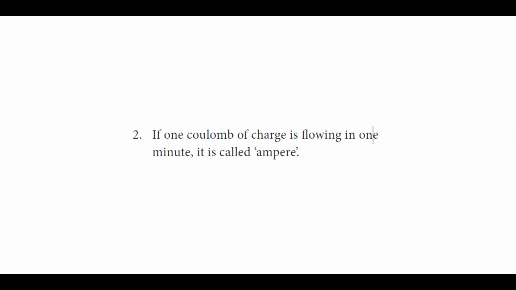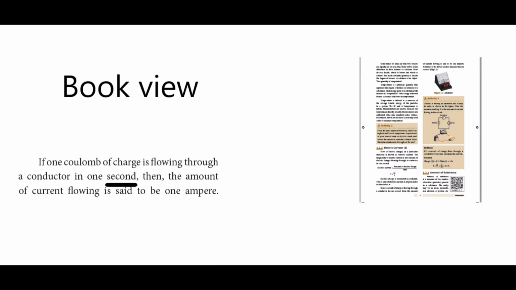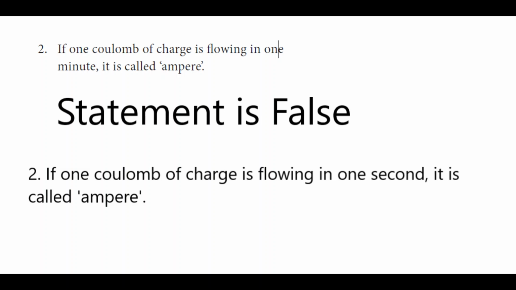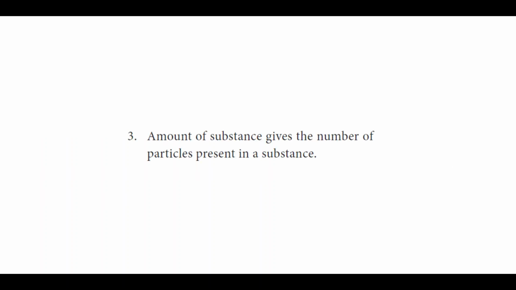Then second one. If 1 coulomb of charge is flowing in 1 minute, it is called ampere. We will see the book. In this book, it was mentioned as 1 second. So the statement is false. Again, we have to correct that statement. So it was written like this. If 1 coulomb of charge is flowing in 1 second, it is called ampere.